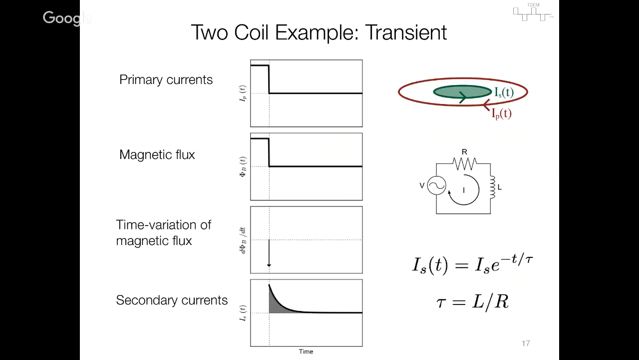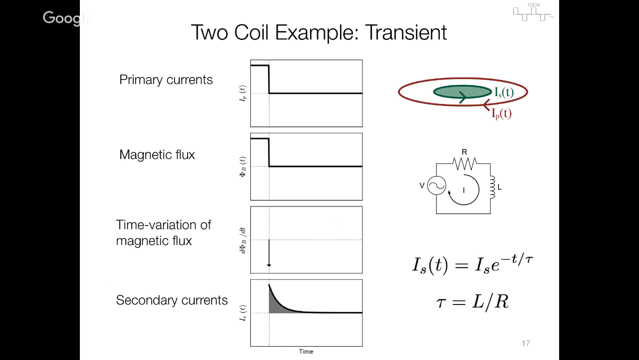Maybe let me take you through the time domain app or the result first. So here it is. We've got an outer loop here, which is our primary that generates the primary field, and then we've got our inner loop here, which is the target. The primary current is going to be on, and then we're going to turn it off. So we've got a constant current going in this loop, and then we're going to switch it off.